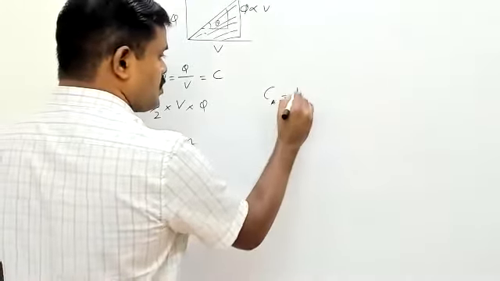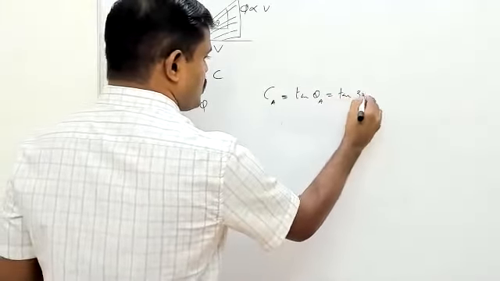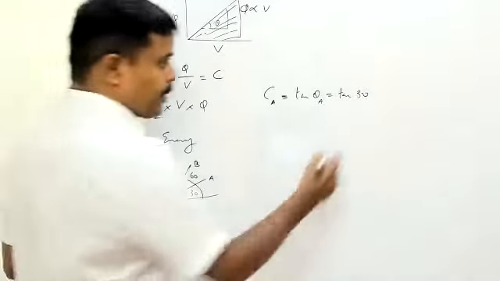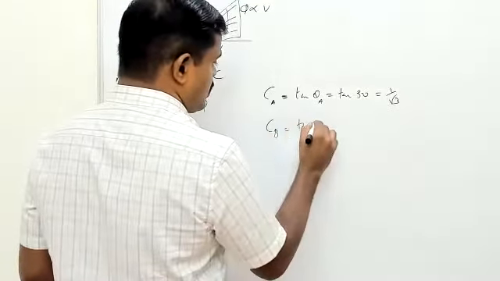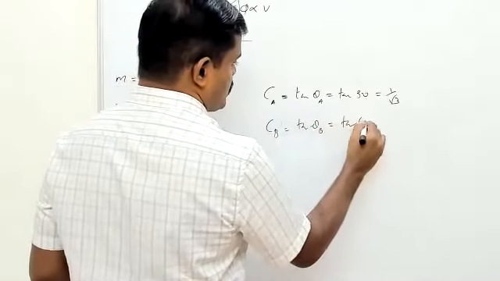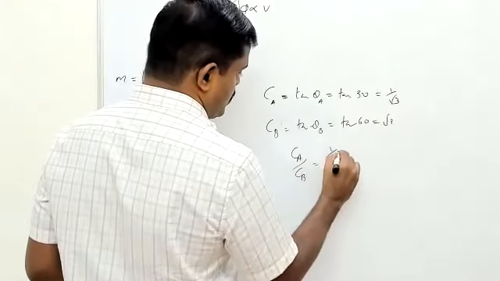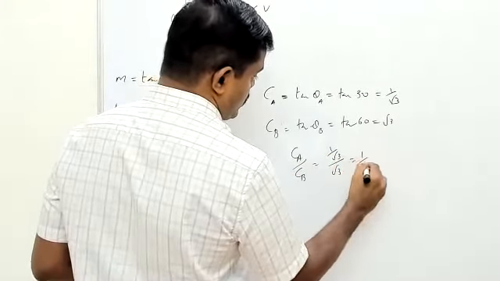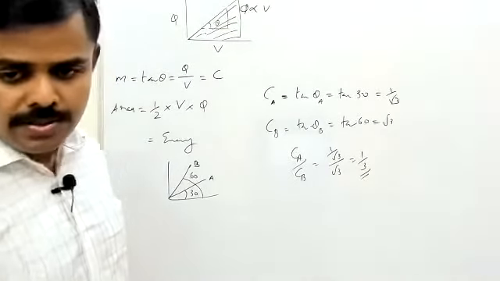Capacitance of A is tan of theta A. So tan of 30. Tan of 30 is 1 by root 3. Second is CB, that is tan of theta B, that is tan of 60, which is equal to root 3. So CA divided by CB is 1 by root 3 by root 3. So that is 1 by 3. The ratio is 1 by 3. Did you understand this?